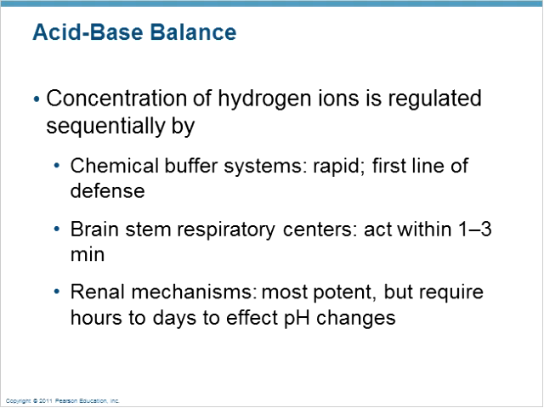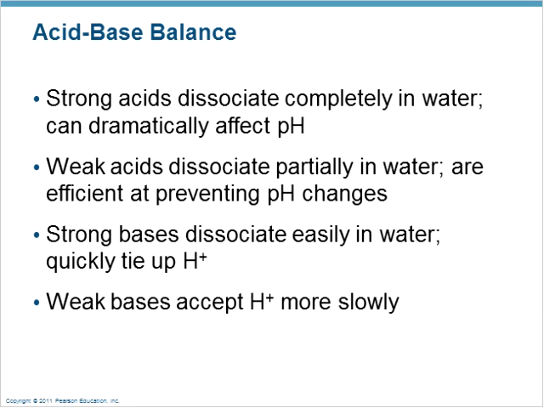The concentration of hydrogen ions is regulated sequentially through chemical buffer systems that are rapid and provide that first line of defense. The brainstem respiratory centers act within 1 to 3 minutes, which is pretty fast. And the renal mechanisms are most potent, but they usually require hours to days to really do anything productive, if you will. So it takes them a little time to get to where they need to get, as far as changing the acid-base balance of the pH. So the brainstem works quickly, the renal mechanism works slowly.